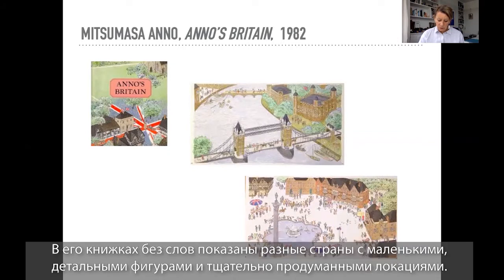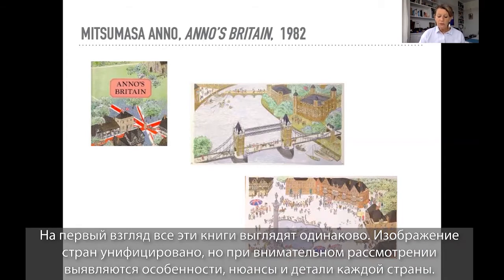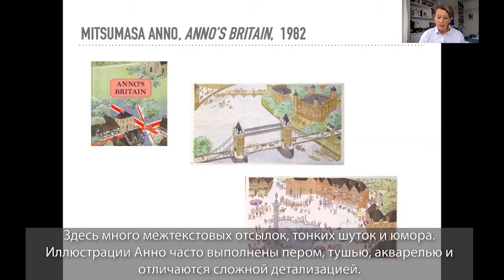His wordless picture books feature different countries with small detailed figures and elaborately imagined locations. In these journey books, a tiny character can be spotted travelling around each country. Rich illustrations which include references to famous and iconic landmarks and culture and history. At first glance, these books all look the same. Countries are made uniform by his approach, but closely detailed observation reveals the specifics, the nuances and details of each country. There are many intertextual references and subtle jokes and humour. His illustrations are pen and ink and watercolour and intricately detailed.